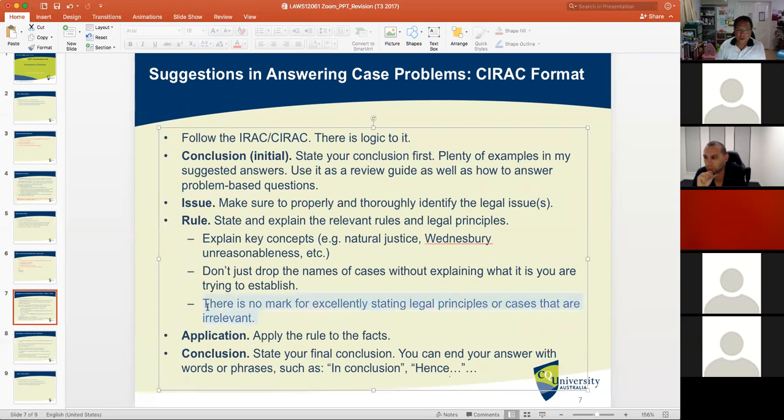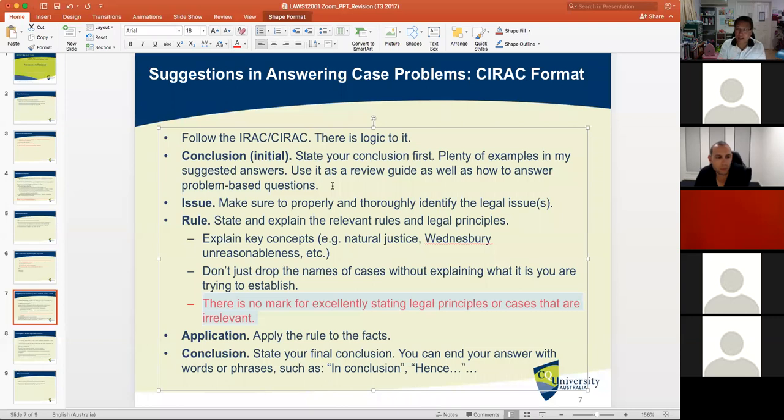Now, the crucial point, and this relates to a point raised by one of you earlier, I forgot to ask the question: there is no mark for exhaustively stating legal principles or cases that are irrelevant to the legal issue. So this is an example of a warning against doing a brain dump. You should only be citing legal principles or cases that are relevant to the legal issue. If they're not, don't put them there. It's a waste of your time. It's a waste of my time and a mark. It diminishes the value of your answers.